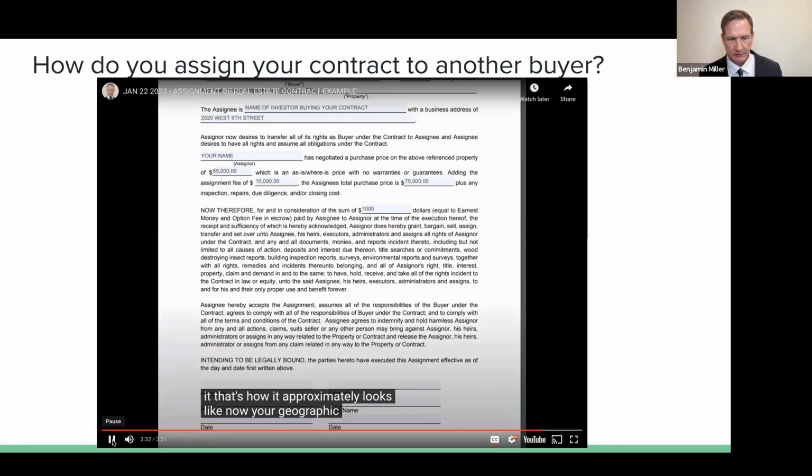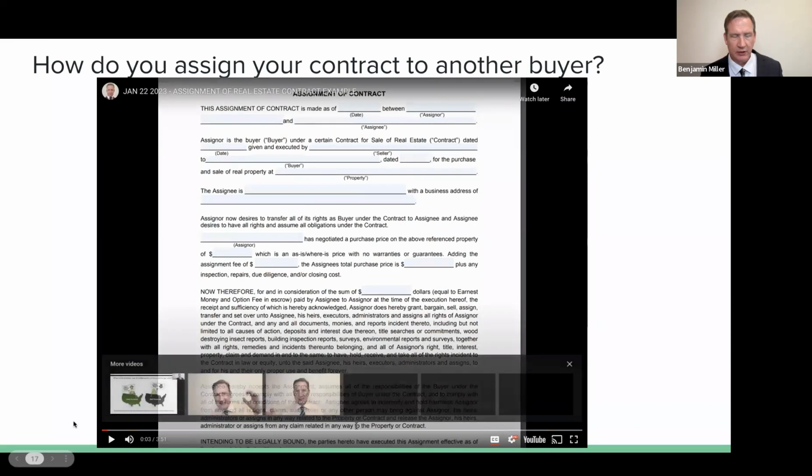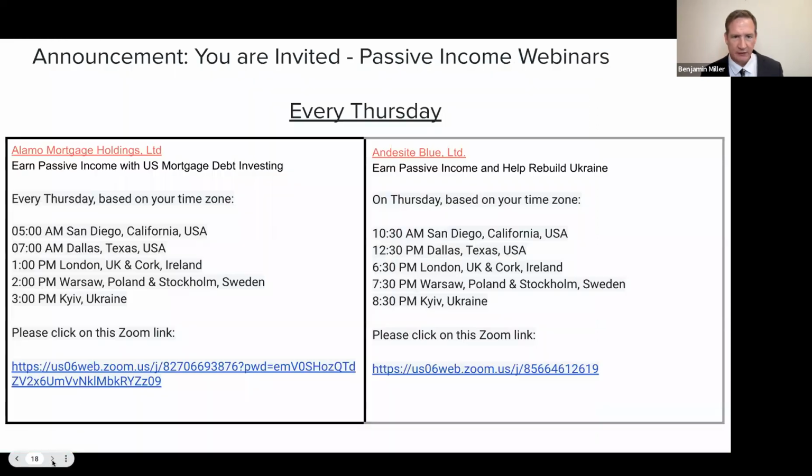Now, whatever country you're in, I assure you there is this type of form. It may be in a different language, but assignment of contracts is fairly common in contract law across other countries. So, okay, very good. That is the presentation.